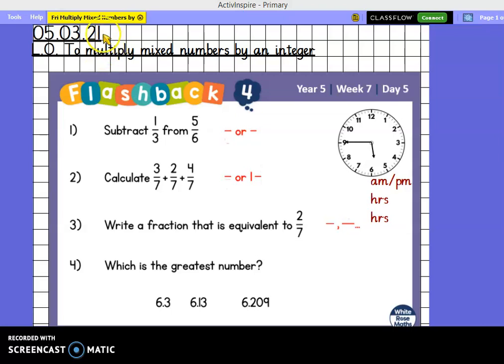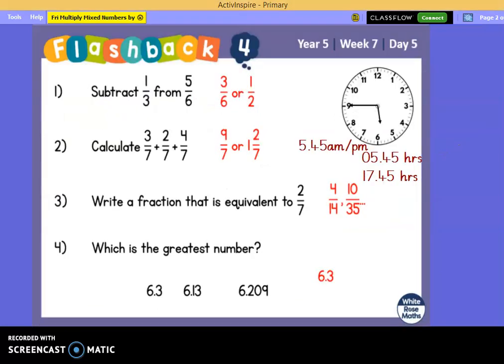Please pause the video while you put today's date and learning objective, to multiply mixed numbers by an integer or whole number. Underline them with a ruler and do your flashback 4 into your book please. Don't forget to use time. Let's see how you did. Use your blue pen please to mark your answers. Pause the video while you do that.